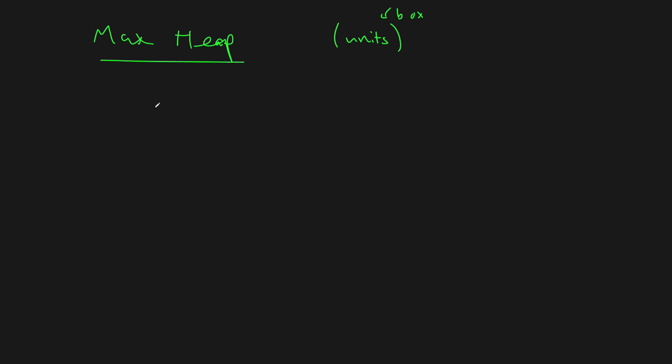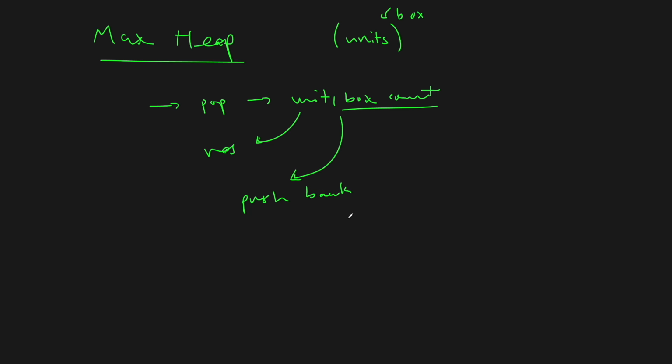So what we're going to do is, at each iteration, while we still have budget for boxes, we're going to pop from the heap. We're going to get some unit and box count from the heap, and we're going to add the unit to our result. Then if we still have boxes left from that big one, we're going to push it back onto the heap. We continue until we've used up all of our budget, and then that's the answer.